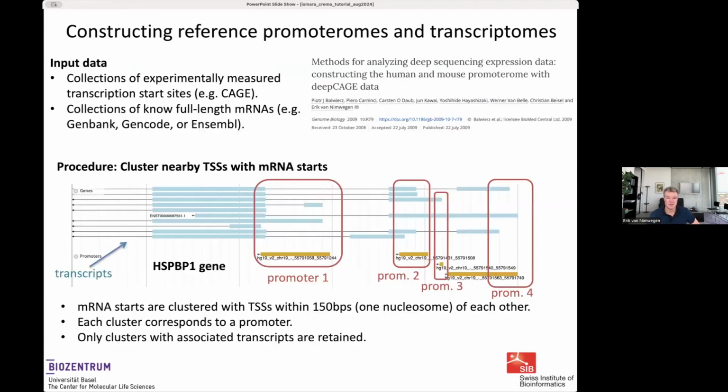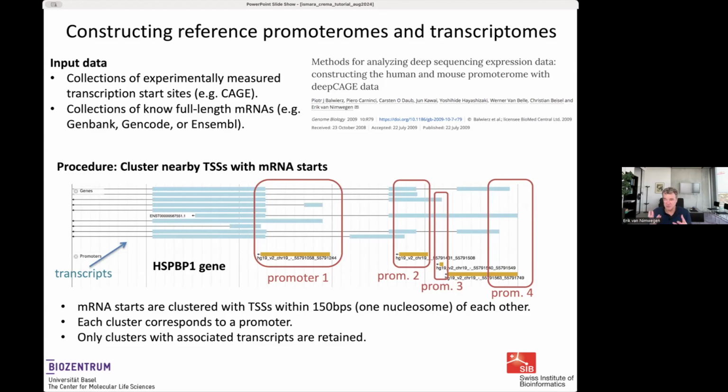All right. So the first thing that we need to do for any species for which we want to analyze gene expression data is to construct what we call a promoterome. It's a set of all promoters in the genome of that species, right? So places from which transcription can start, and a set of transcripts, a transcriptome.